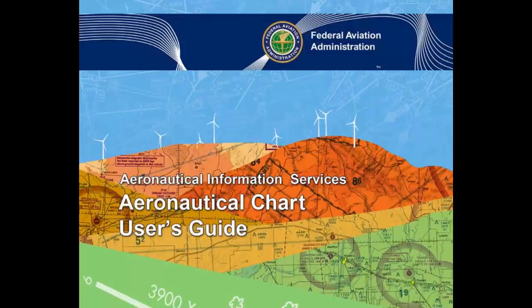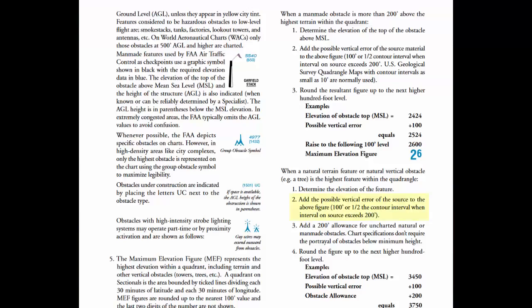Okay, so in this case, the contour interval was 200 feet, and so the error was 1/2 of the contour interval, which is 100 feet. But what's the general case? Well, if we look at the Aeronautical Chart User's Guide, add the possible vertical error of the source material: 100 feet or 1/2 the contour interval when the interval on source exceeds 200 feet.